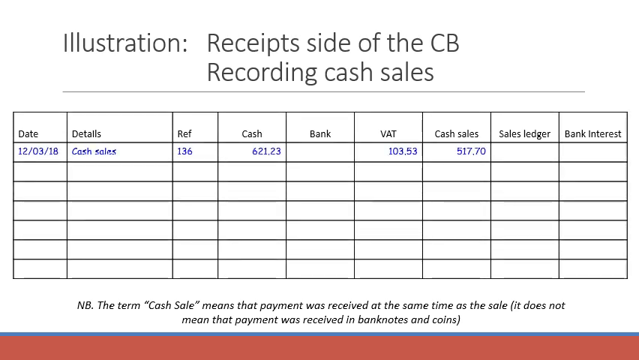Well, we'll record the date. In details, we might have cash sales or a similar type of description. The reference could be a till roll reference, and then we would record the actual amount of money received. So in this case, £621.23, and here it's all in cash. Then we will analyse the amount that's been received between VAT and the net amount will go into the cash sales column.